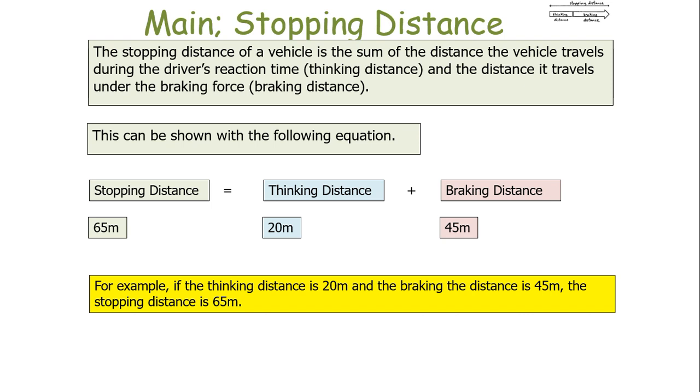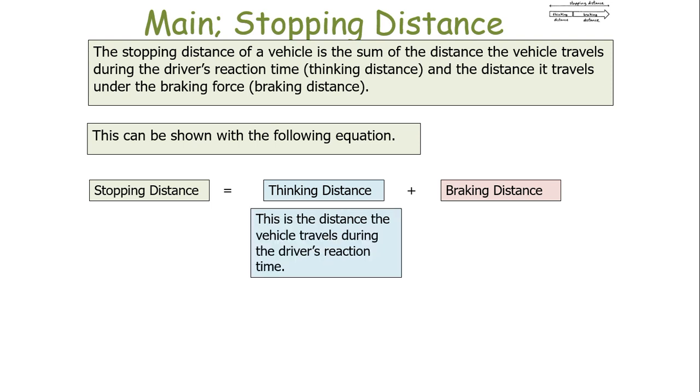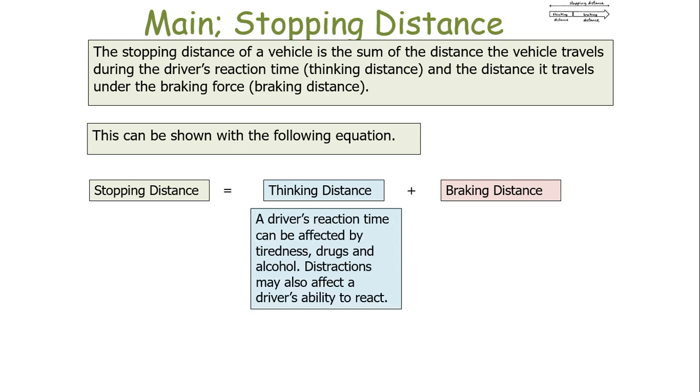So for example, if the thinking distance was 20 meters and the braking distance was 45 meters, the stopping distance would be 65 meters. If the thinking distance was 30 meters and the braking distance was 55 meters, the stopping distance would be 85 meters. And if the thinking distance was 40 meters and the braking distance was 75 meters, the stopping distance would be 115 meters.